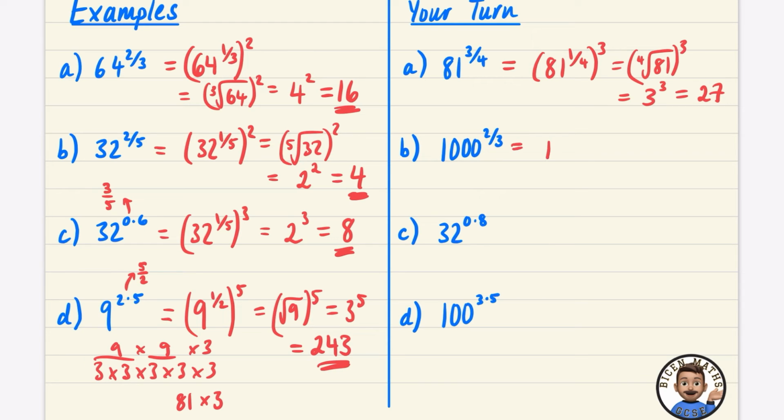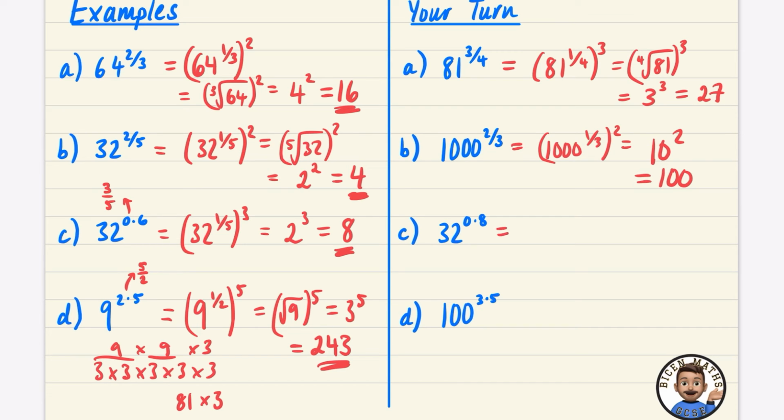So I'm going to do 1,000 for this one to the power of 1/3 and then squared. Now I'm not going to do this extra line that I've been doing like here. I'm going to go straight to it. The cube root of 1,000 is just 10. So it's just 10 squared, which is 100.